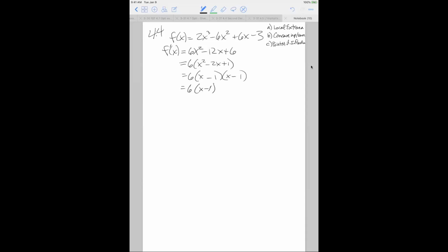So there is only one critical value in this situation. When I'm setting this equal to 0, there's only one to be concerned about, and that is at x minus 1 equals 0. So I have x minus 1 equals 0. So that occurs at x equals 1. There's only one critical point at x equals 1.